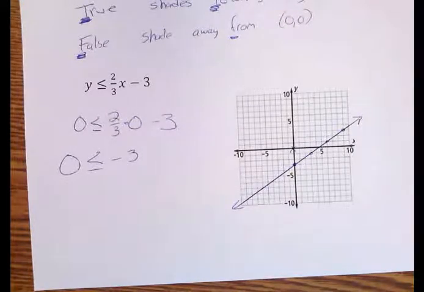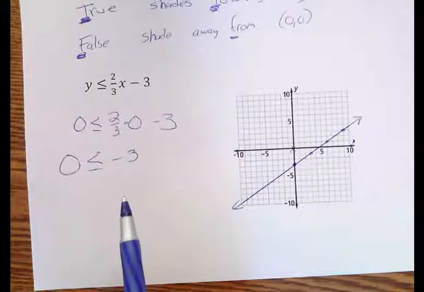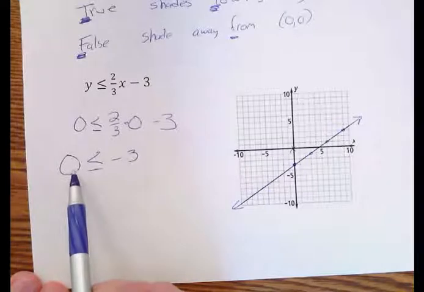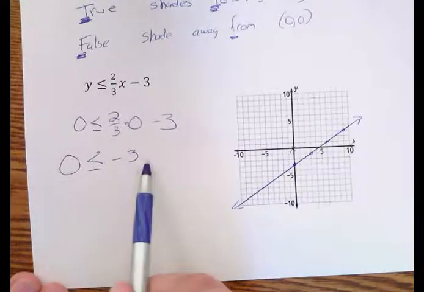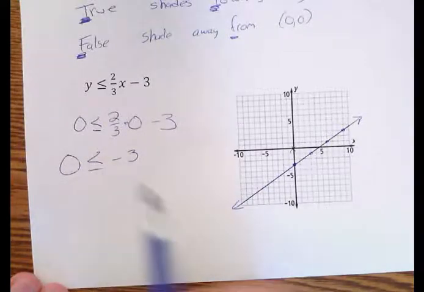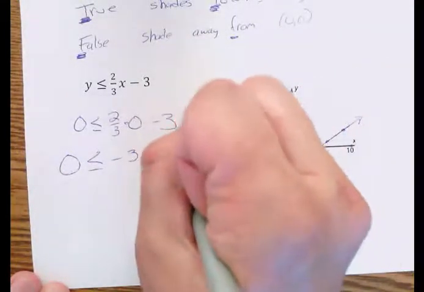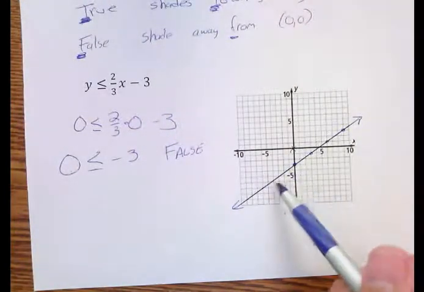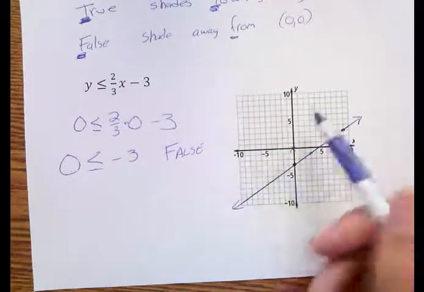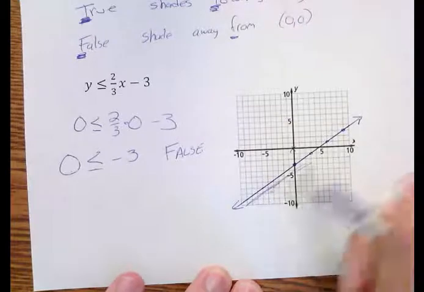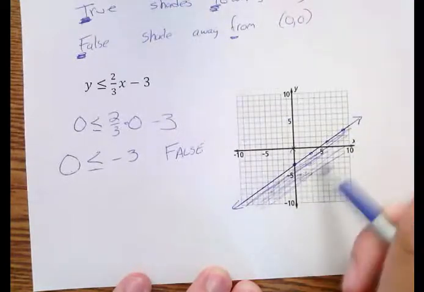So we got to ask ourselves, is this true or false? If it's true, we shade towards 0. If it's false, we shade away from 0, 0. So the bigger number between 0 and -3 is 0. But my inequality does not open towards the 0. Therefore, this statement is false. So if it was true, we shade on the side towards 0, 0. But since it's false, we're going to shade away from, which is the bottom.